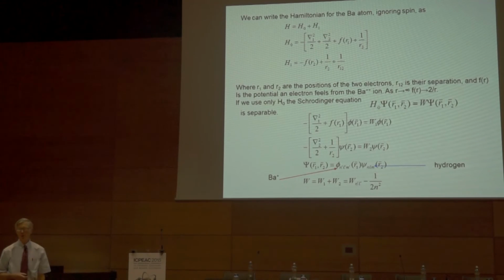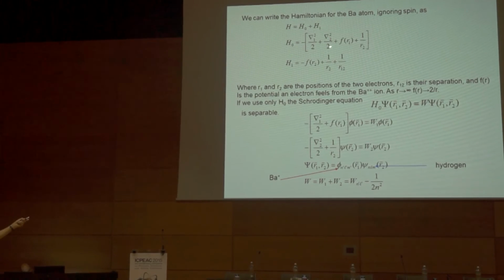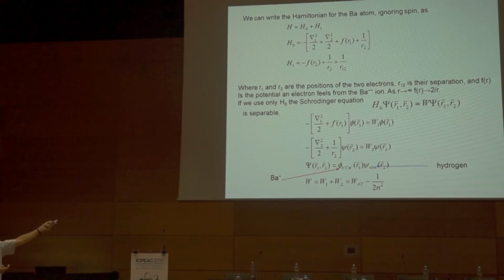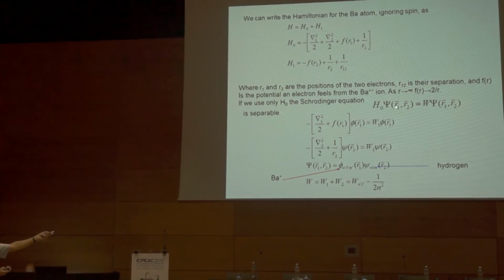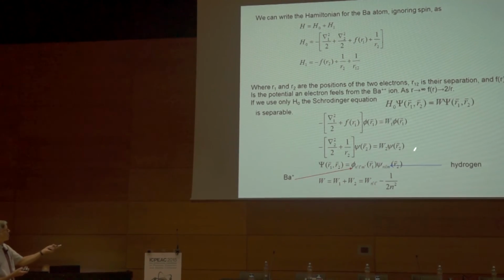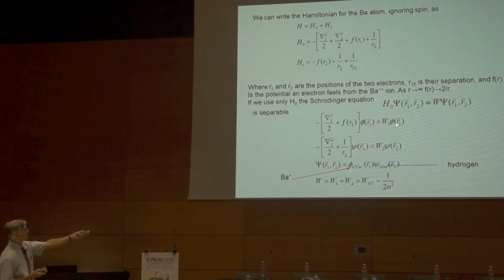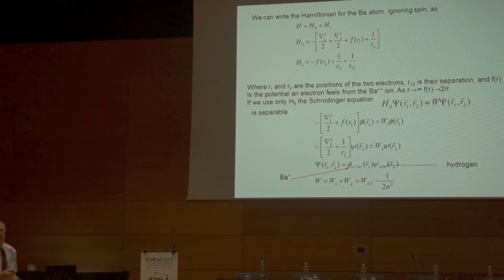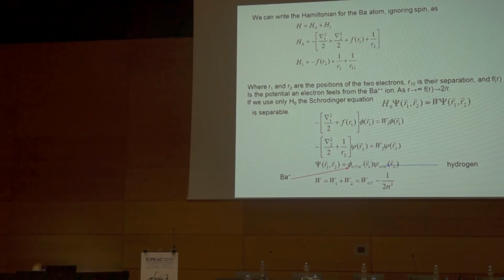All right, so there's only one page that looks like this. So you can actually write down the Hamiltonian for this, and I've written it in the following way. We're ignoring the spin. So these are the kinetic energy operators for the two electrons. And F of R1 is the potential on electron 1 due to the barium plus. It looks like 2 over R as R goes to infinity. And 1 over R12 is the interaction between the two electrons. If I write the Hamiltonian in this way, I in fact have something which is separable, and I can write the total wave function as a product of the barium plus wave function for R1 and the hydrogen wave function for R2. And so the energies are obtained by just adding those two energies.